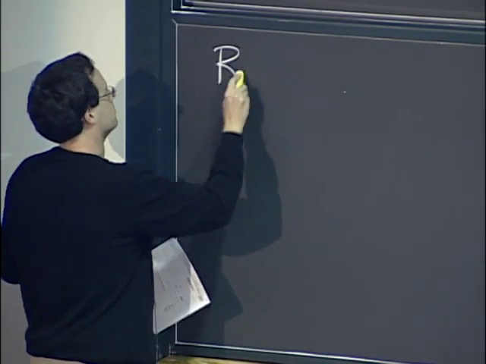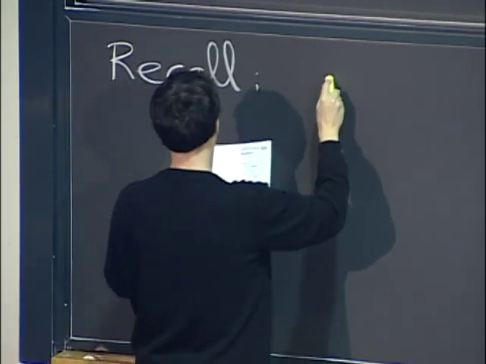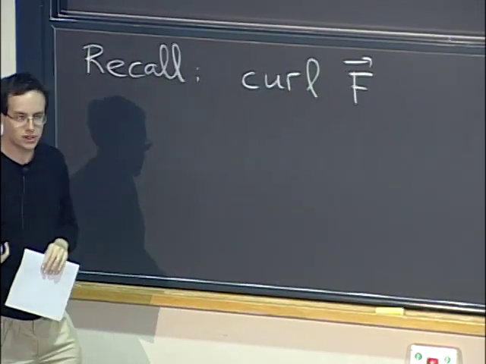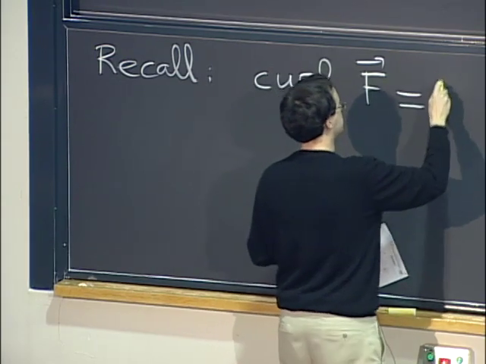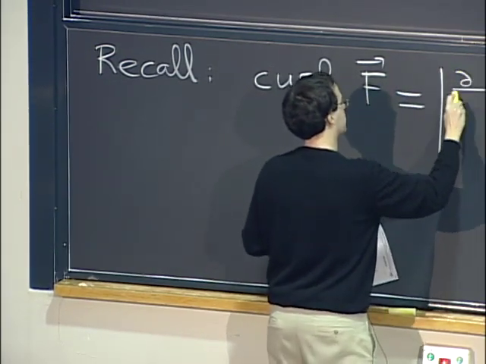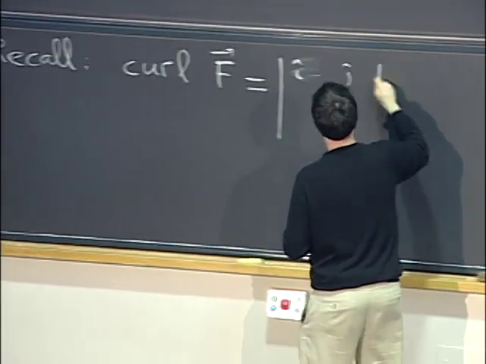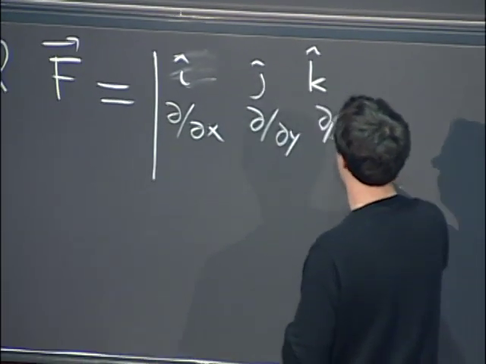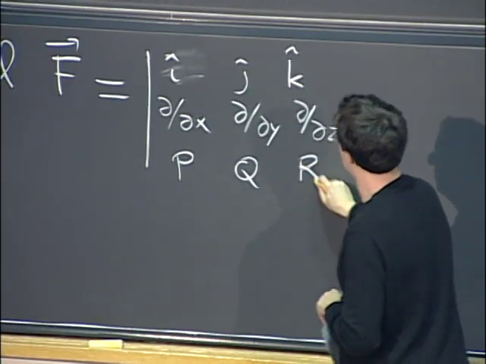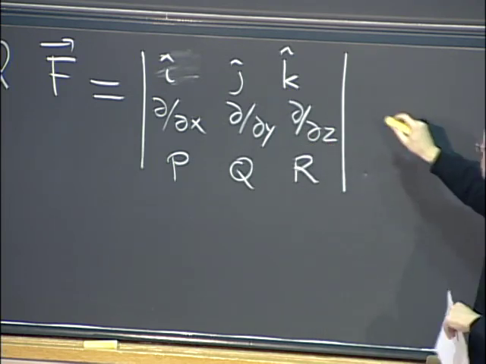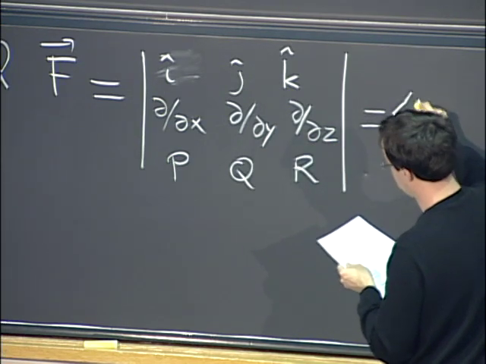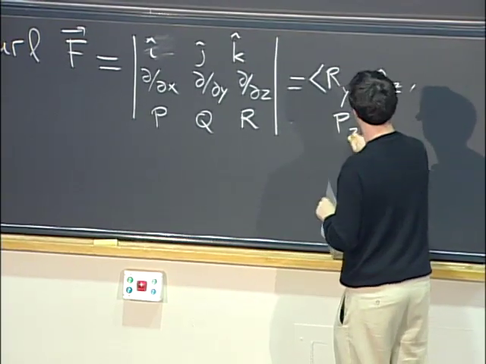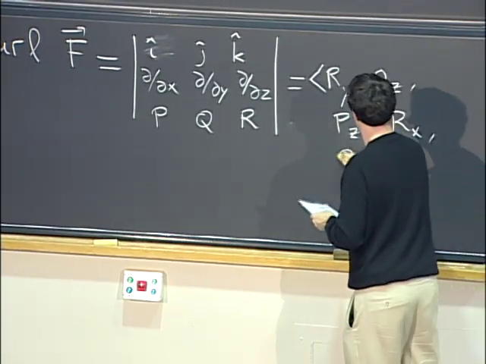So, recall that two days ago we learned about the curl of a vector field in space. We said the curl of F is defined by taking a cross product between the symbol del and the vector F. Concretely, we compute this by putting the components of F into this determinant and expanding, and then getting a vector with components ry minus qz, pz minus rx, and qx minus py.